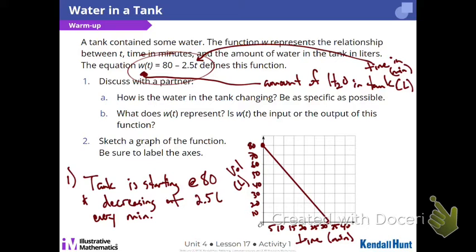Back up at our original function. W of T, is that the input or output? Yeah, right here's our input. No, W of T. Output. What was T? Input. Time goes in, liters comes out. All right? Everybody go with this because we have to be good with this to do the next thing. Output is W of T. Time goes in, volume comes out. W of T is the function of T, which is volume.